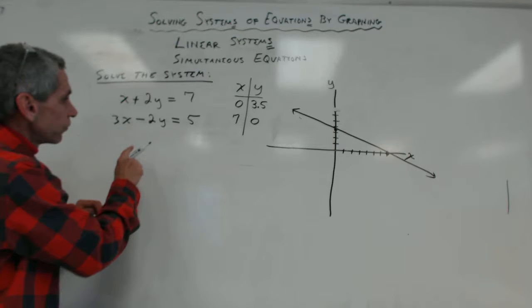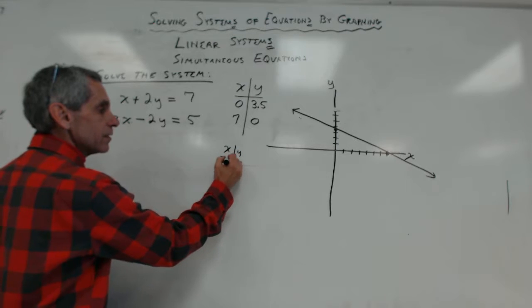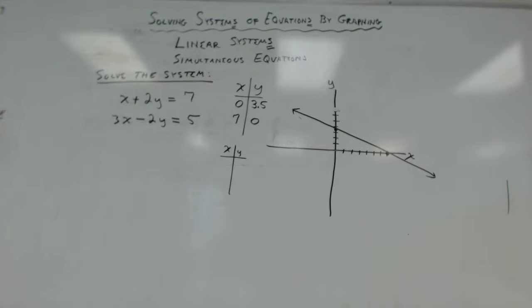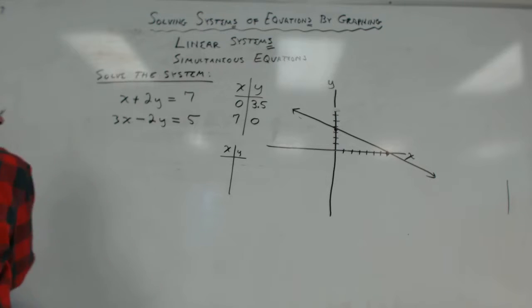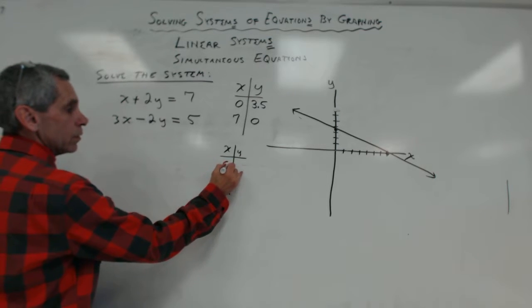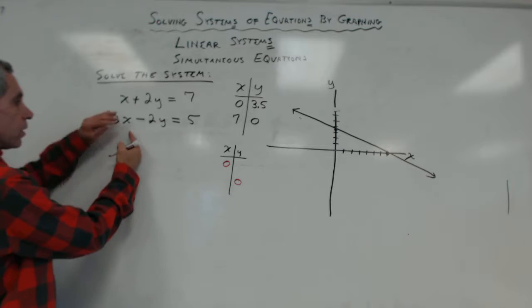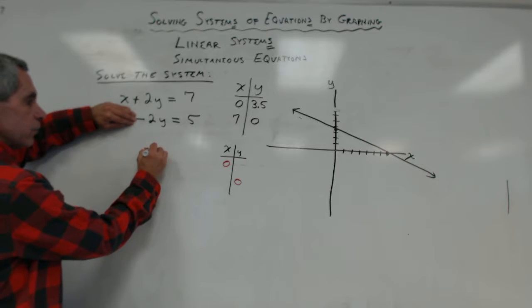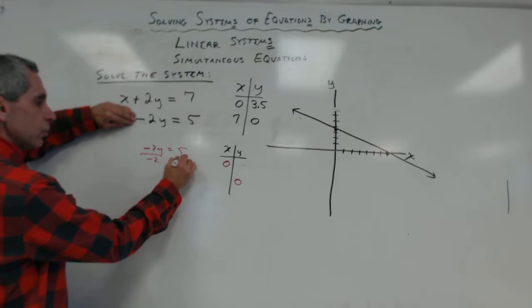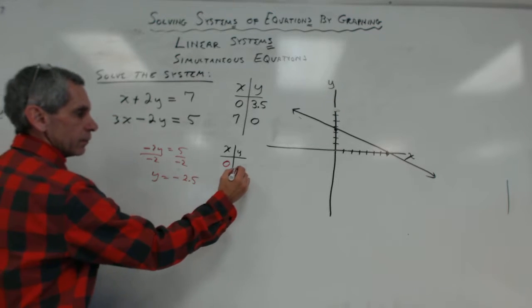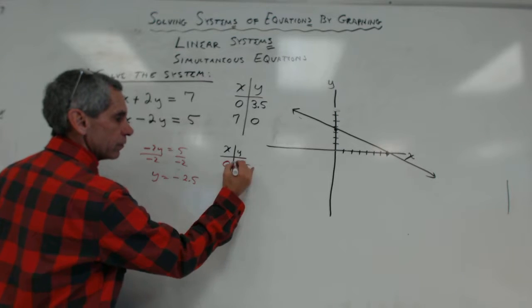All right, now for this one, I've got to do this one on the same graph. If I have a different color, I'll use it. Looks like I do. All right, we use red. So here we go, red. So if x is 0, and when y is 0. When x is 0, y is what? We're going to divide: -2y equals 5, divide by -2. Y is equal to -2.5. Am I right? So 2.5 negative.